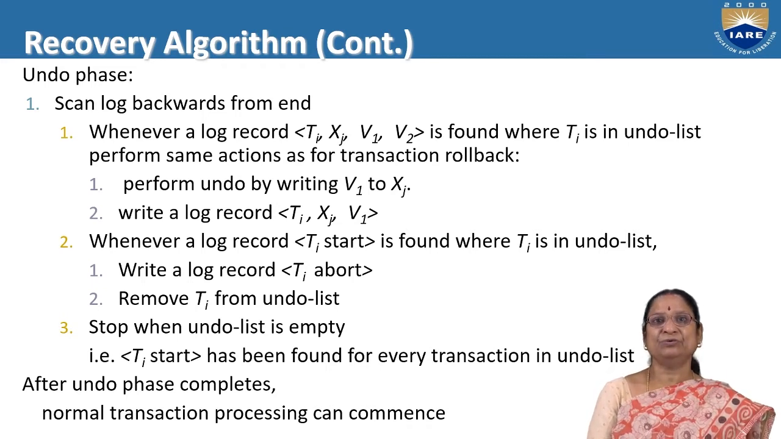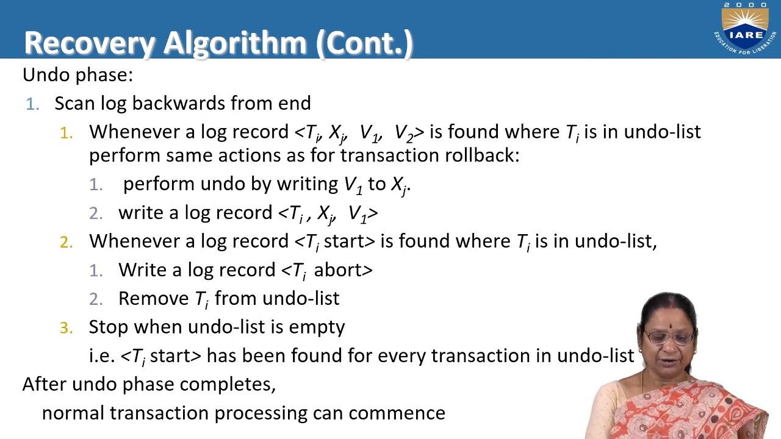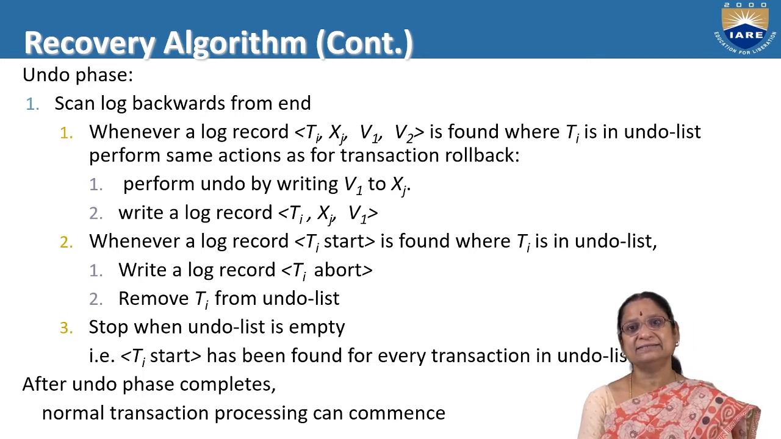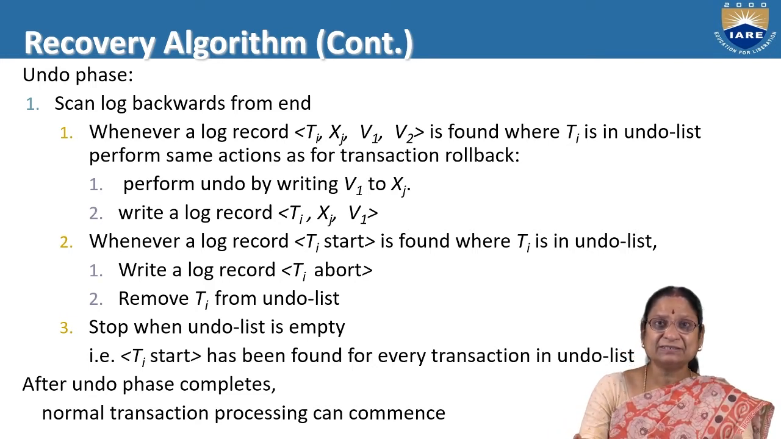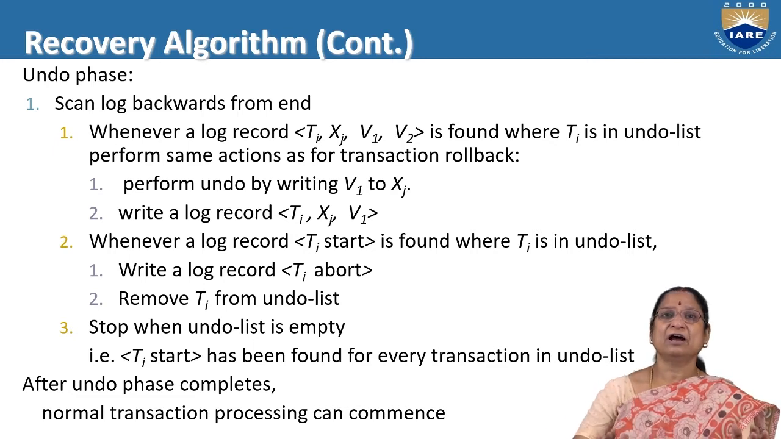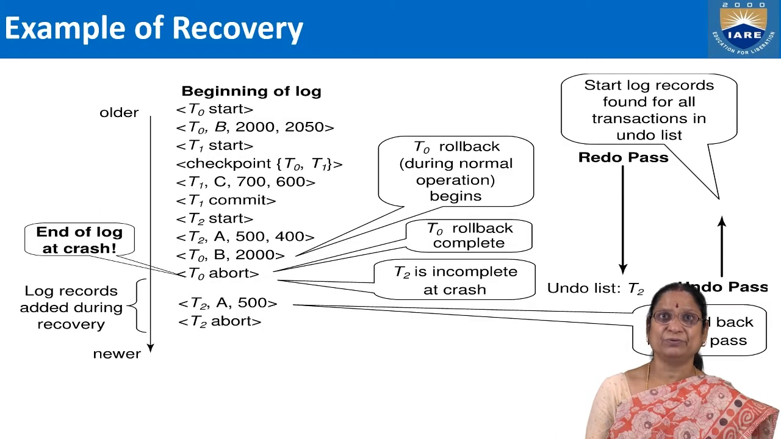This process is continued for all transactions in the undo list. Stop when the undo list is empty, that is, when Ti start has been found for every transaction in the undo list. After the undo phase is completed, normal transaction processing can commence. What does it mean? During the recovery process, no other transactions are allowed. Please note that. Whenever the recovery process is going on, our system is temporarily suspended, and once it has recovered, transaction processing continues.